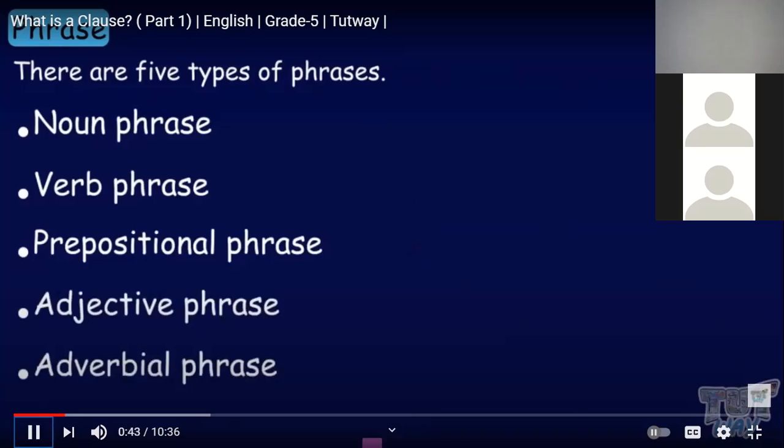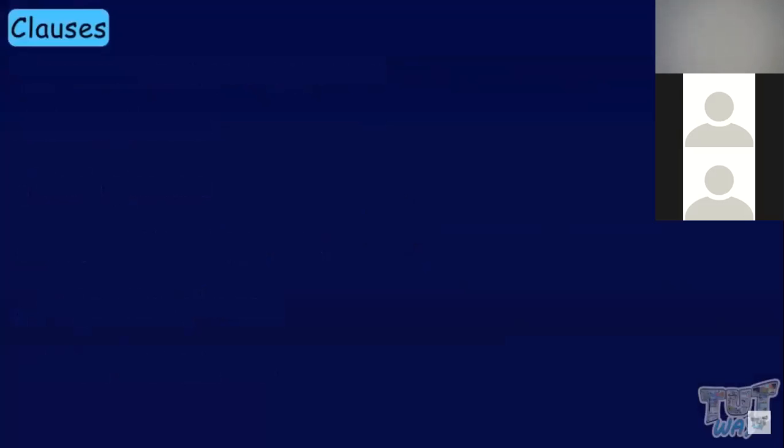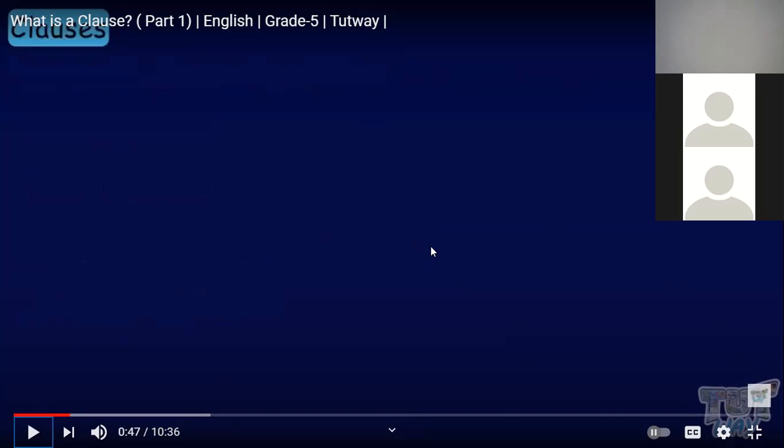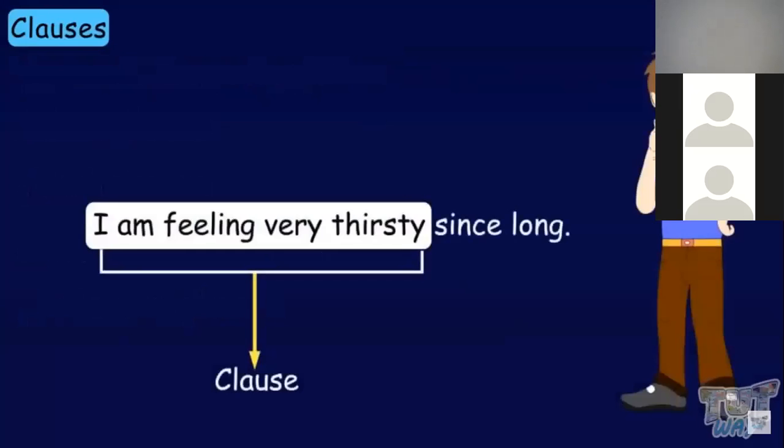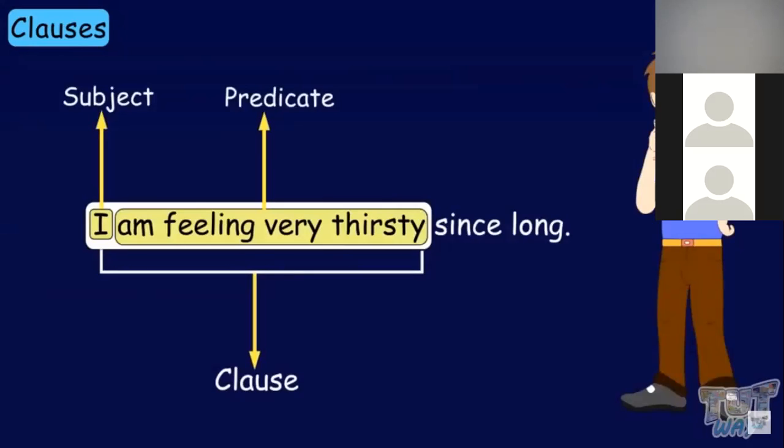Today we will learn what clauses are. Now focus with her because she's going to tell us what a clause is. After talking about phrases and their types, we're going to learn something more complex, the clause. A clause is a group of words that has both a subject as well as a predicate, but it is part of a sentence, not an individual sentence.